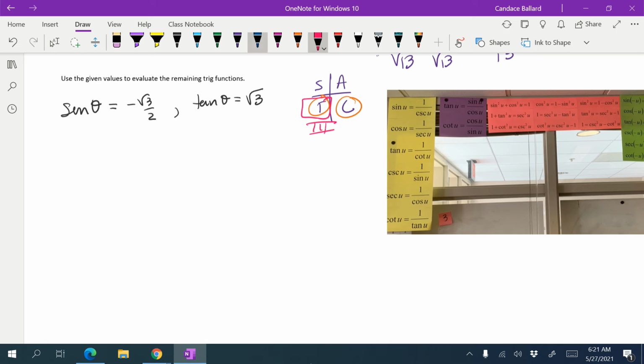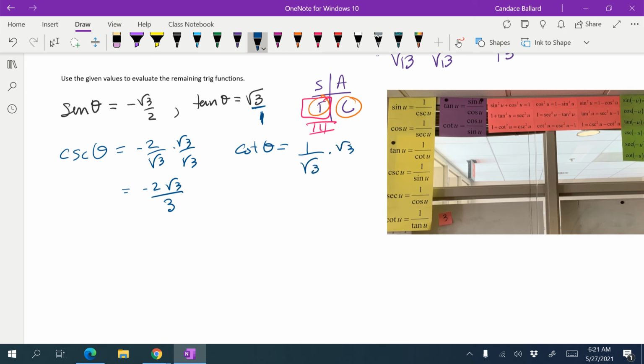All right, now I'm going to start by just flipping my reciprocals because that's the easiest ones to do. So cosecant of theta equals negative 2 over square root of 3. I'm going to rationalize that, so I get negative 2 square root of 3 over 3. And then I know that there's automatically a 1 in that denominator if there's nothing there. So I know that the cotangent of theta is going to be 1 over square root of 3. And then I rationalize that, and I get square root of 3 over 3. So I've got 2 down. I need to get 2 more.